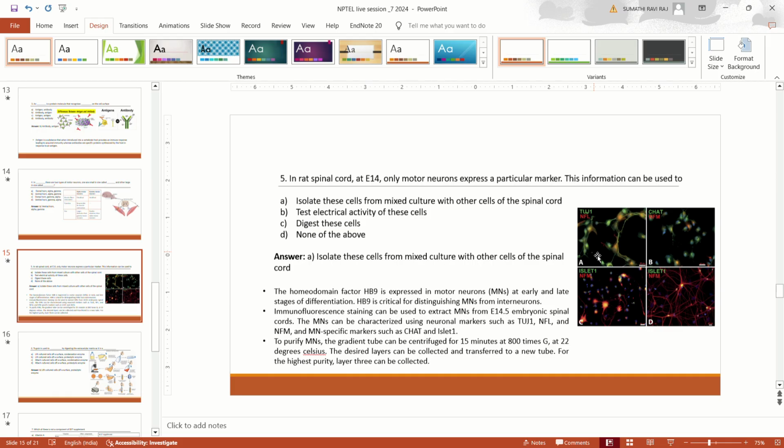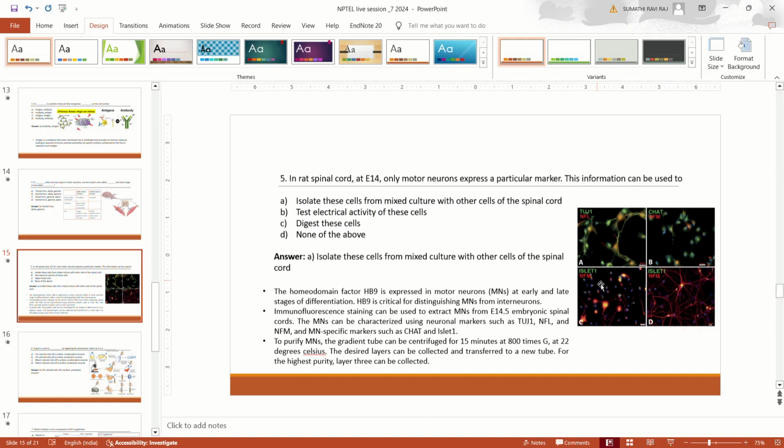So like we discussed, when you know a particular type of cell expresses a very specific marker, you can use it to isolate the cells. So the answer is, isolate these cells from a mixed culture with other cells of the spinal cord. Here we can see an example of TUJ1 being used, and SHAT, and then islet 1 protein. So you can see the neurons, how you can specifically tag them and then use it for isolation.